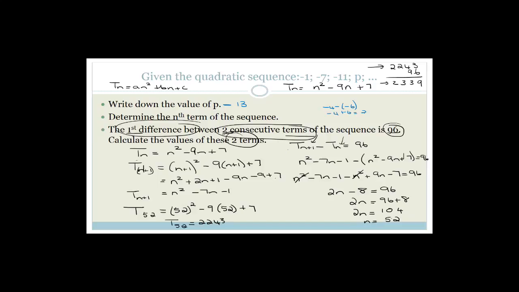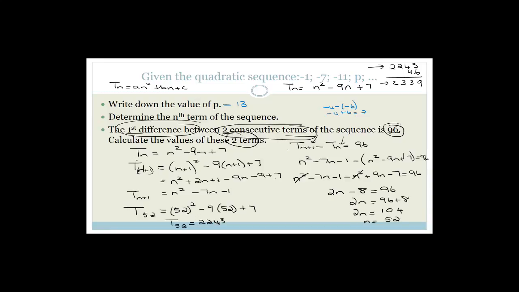Nice question, but busy, okay? You needed to think out of the box, and I would say that it's definitely a level 4 question, because you had to think about the fact that you had two consecutive terms, so you had to use your general formula for that. You had to work out the first difference, which means you had to subtract them, let that equal 96, solve for n, and then substitute that back into the Tn to find out the value of the terms.